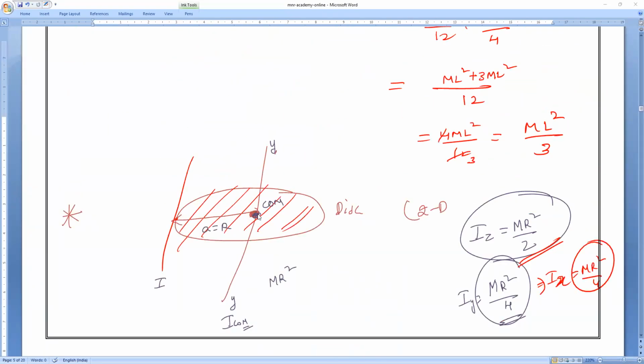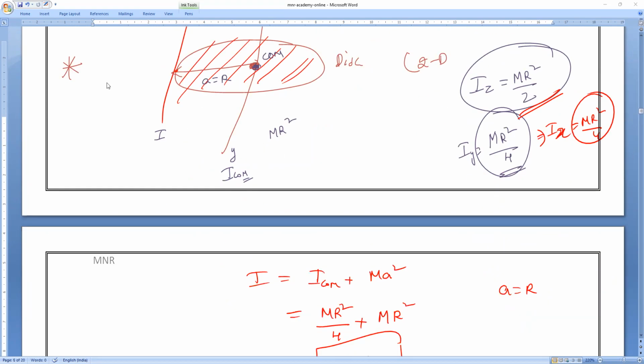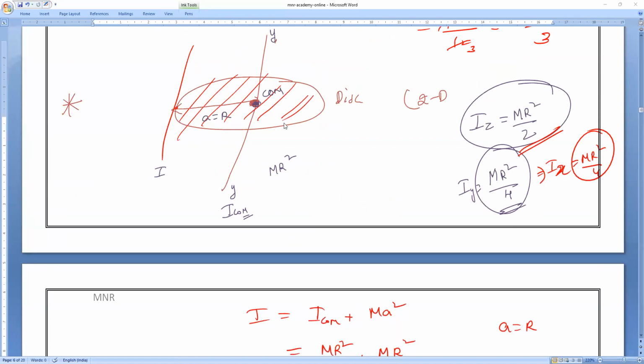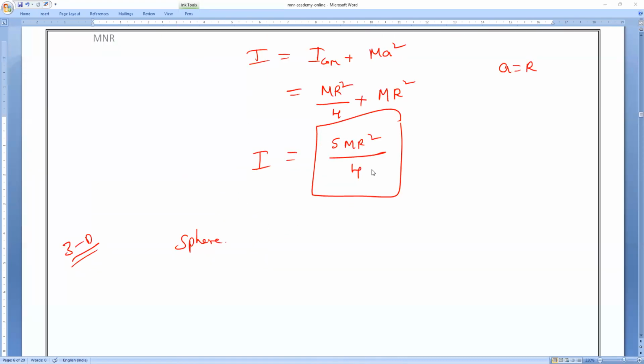Understand everybody? Now, disk. So through the y-axis, the moment of inertia is mr square by 4. And the perpendicular distance a is equal to r. So if you solve it, 5 mr square by 4 will come.